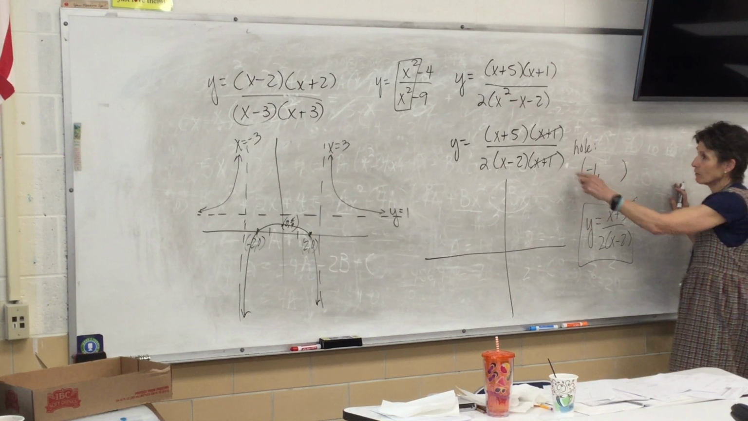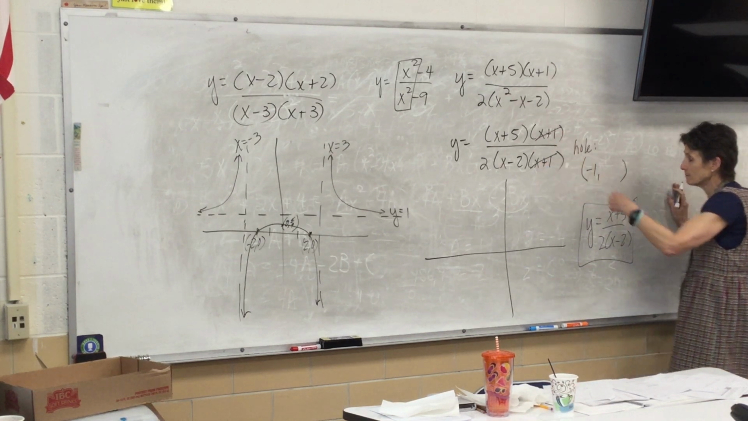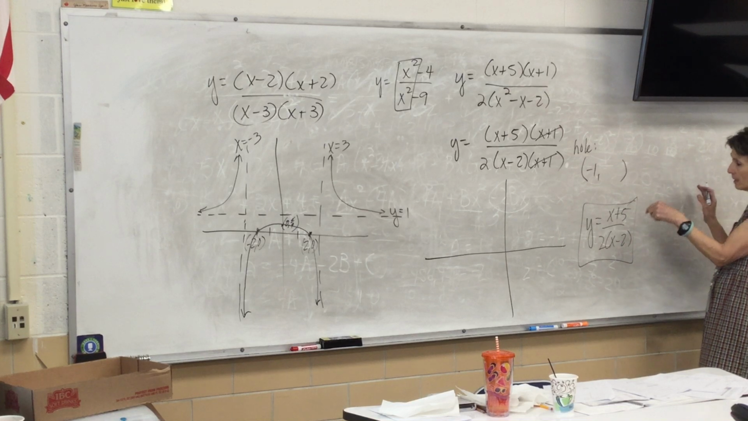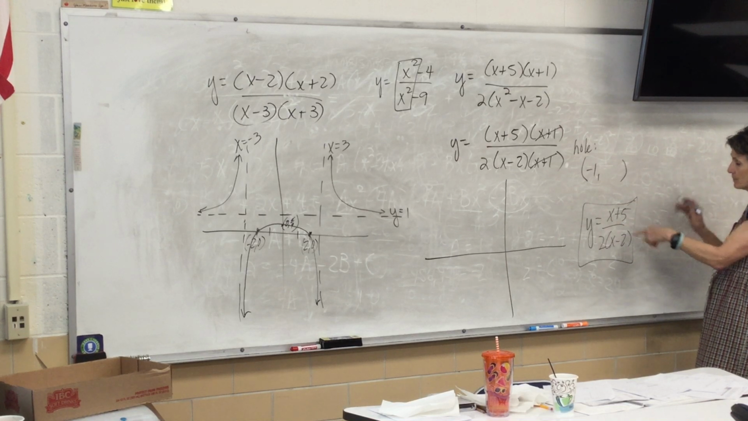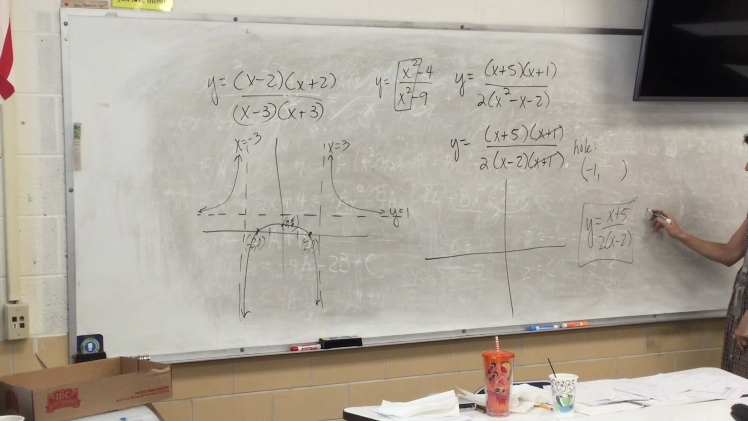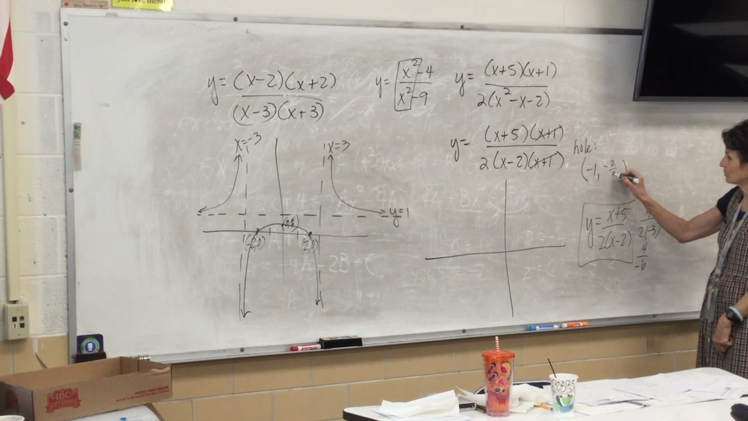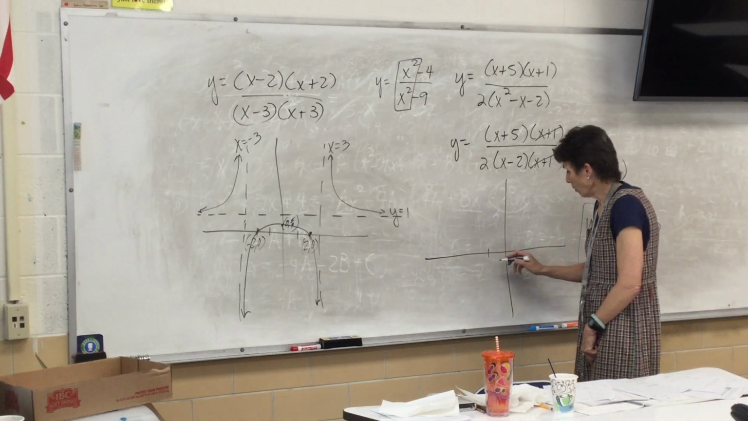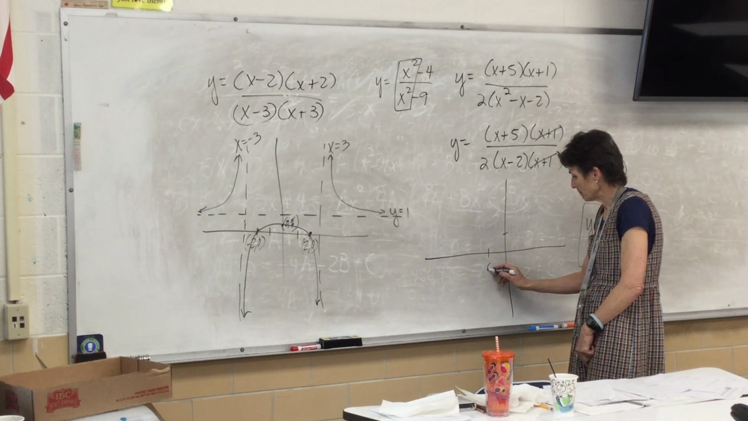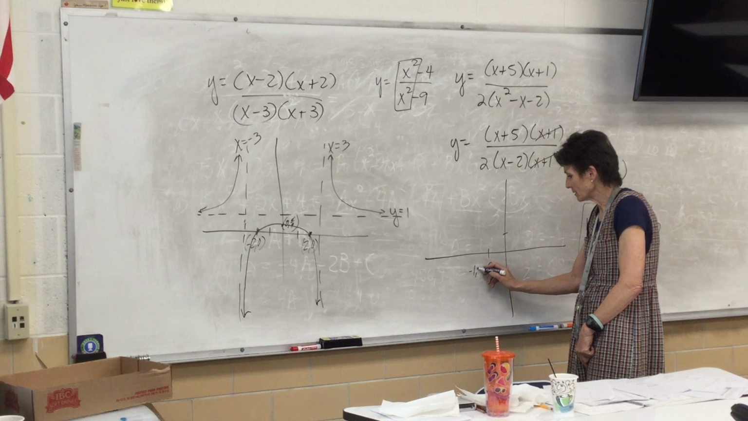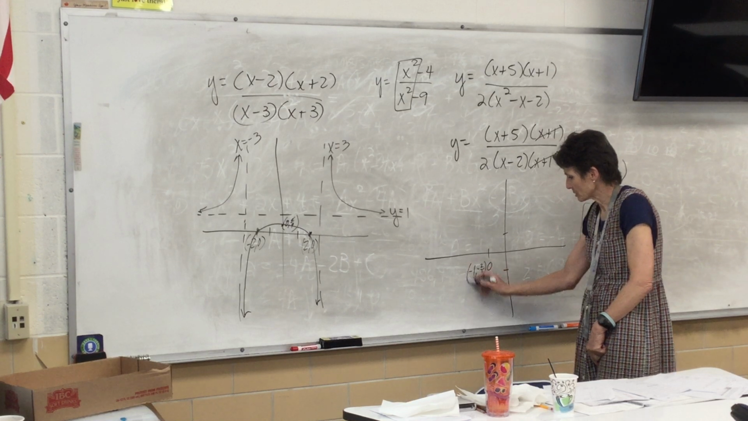The x-coordinate of the hole comes from what canceled. The y-coordinate comes from plugging in. So when I plug in -1, I'm going to get 4 on the top and 2 times -3 on the bottom. So I get 4 over -6, which is -2/3. So my hole is at the point -1, comma, -2/3.